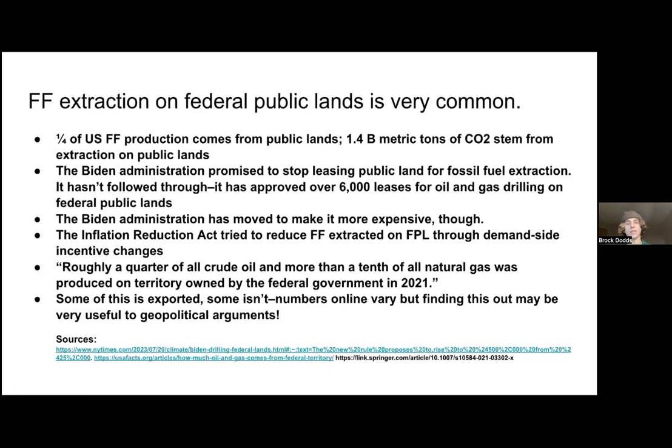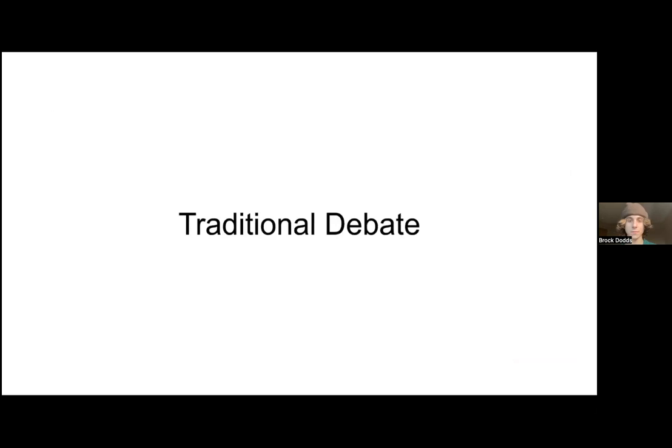Just another interesting quote is that a quarter of all crude oil, more than a tenth of all natural gas was produced on territory owned by the federal government in 2021. An interesting thing that I'll talk about later is that some of this is exported and some of this isn't. It's kind of hard to find exactly how much of U.S. fuel exports come from federal public lands. But finding this out might actually be very useful because this topic will deal a lot with geopolitical arguments and things like energy independence. And so finding out exactly where this production goes might be useful.